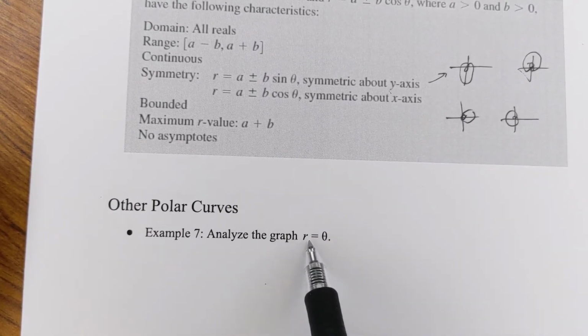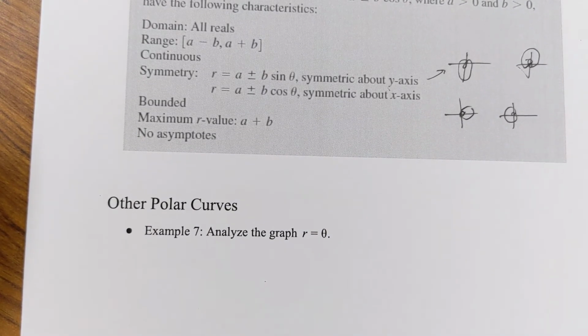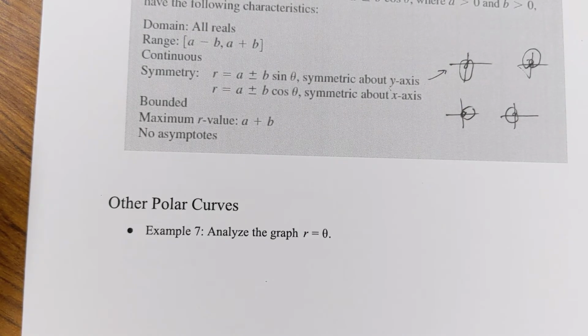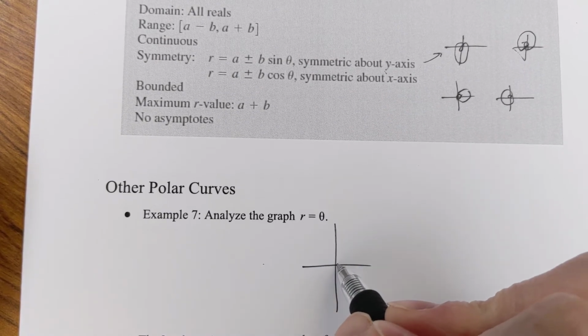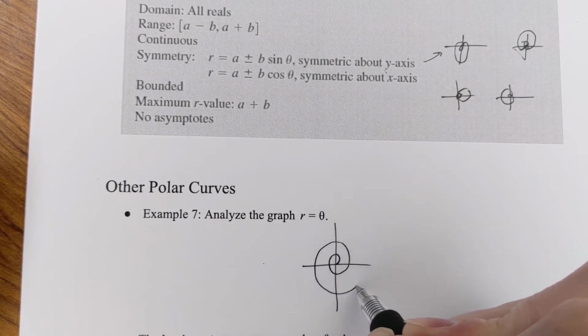All right, other polar curves, r equals theta. This one is referred to as a spiral of Archimedes. Because as theta gets bigger, so does r, it essentially just spirals out like this forever.